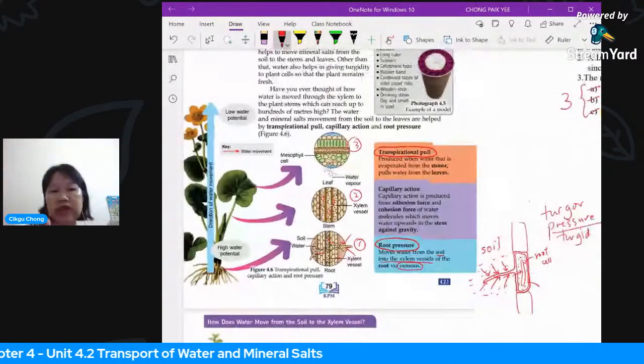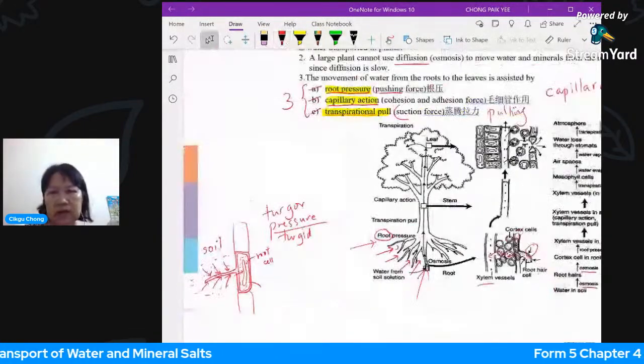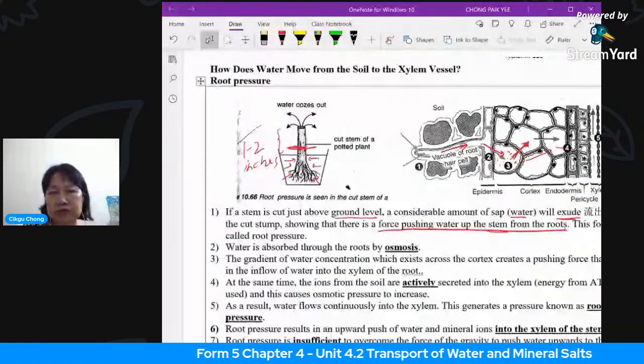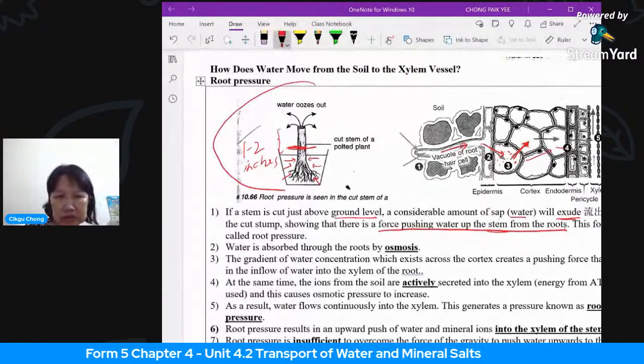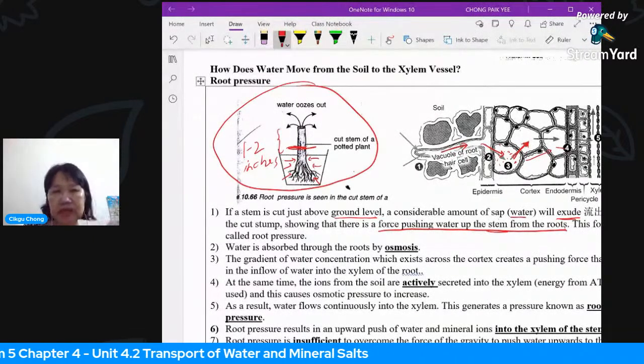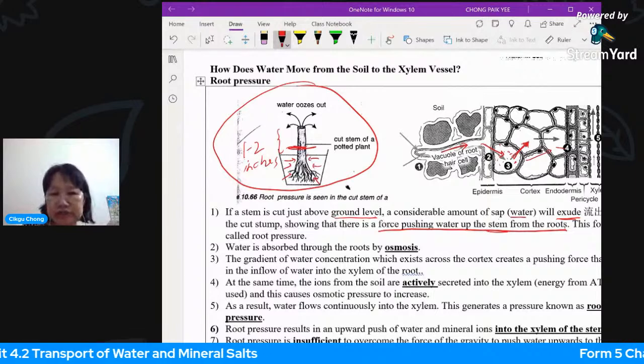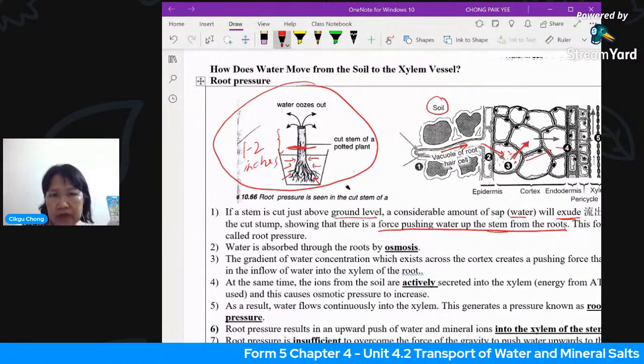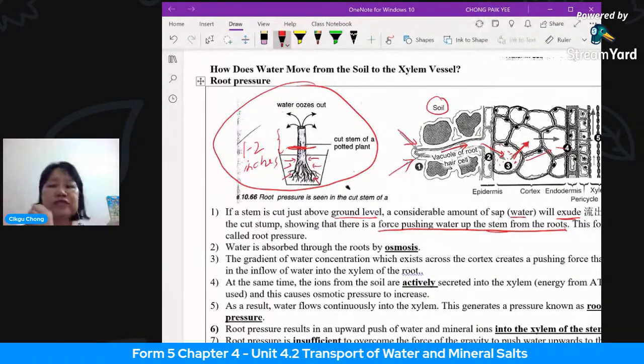First of all, look at root pressure. Now, root pressure is actually here. You will see that when you do a simple experiment, as shown in the textbook, the water actually moves in from the soil into the root hair. Now why is that? It is because of the difference in concentration.